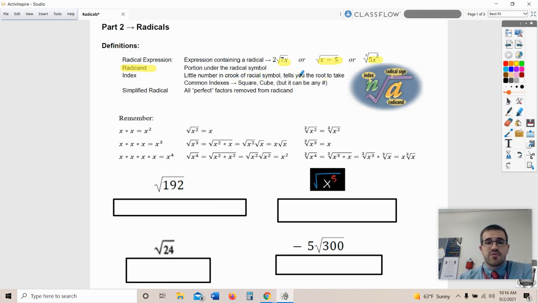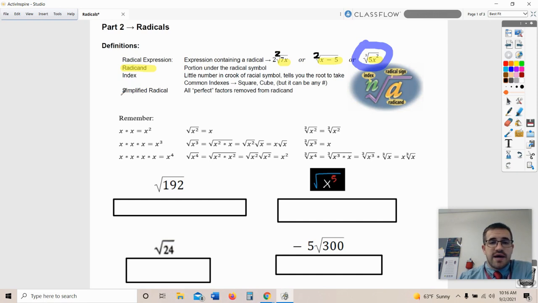And the index is the little number in the crook of the radical symbol. It tells you the root to take. So when you have the cubed root over here, I'm going to circle that in blue quickly. You have an index of 3. When you have the square root, there is no index that you can see. However, it's implied that the index is 2.